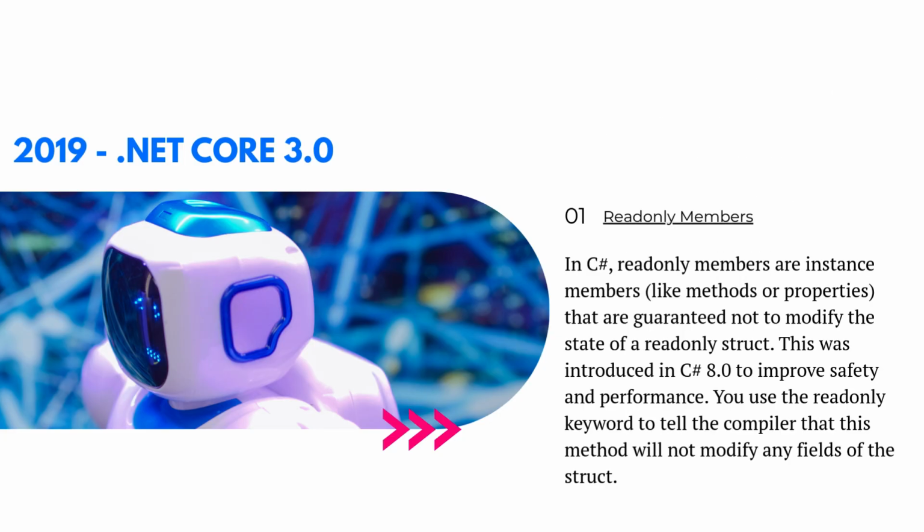In C#, readonly members are instance members, like methods or properties, that are guaranteed not to modify the state of a struct. This was introduced in C# 8.0 to improve safety and performance. You use the readonly keyword to tell the compiler that this method will not modify any fields of the struct.